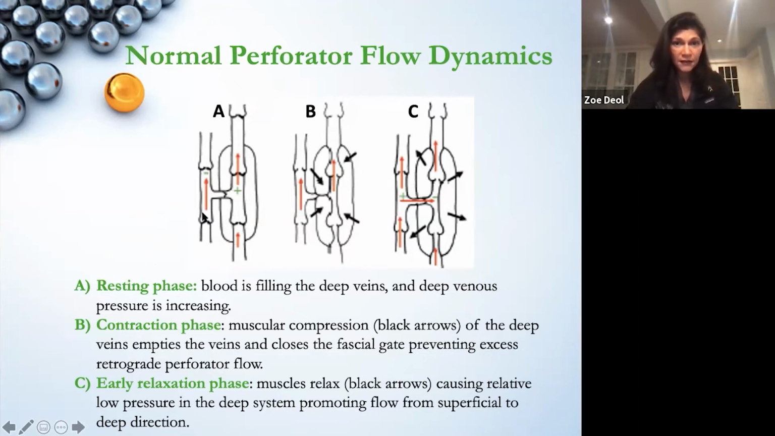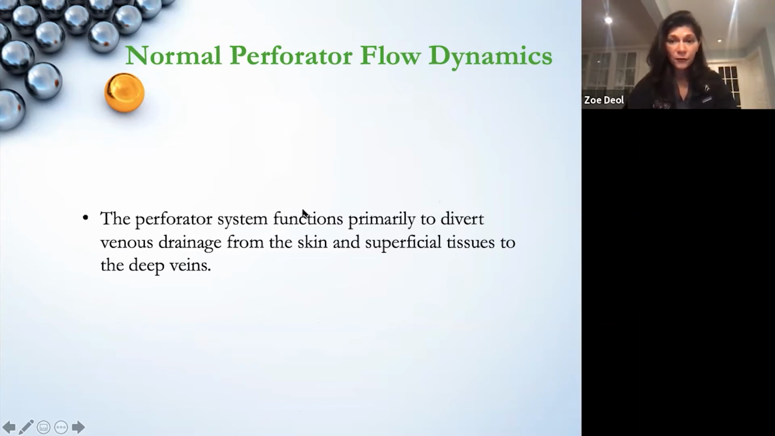So normally in the resting phase, blood is filling the deep veins and the pressure starts to rise. As you contract your muscle, the deep system compresses the fascial gates in the perforator, closing those valves, and then there is no flow between the superficial and deep system. However, on muscle relaxation, those valves open and it draws the blood from the superficial system into the deep.